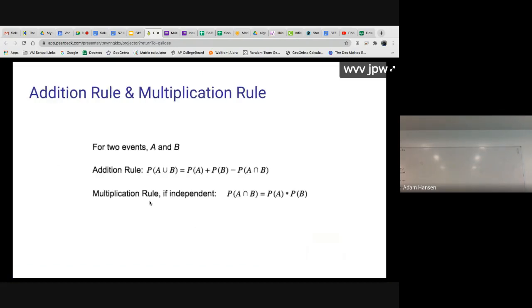Last slide. We'll look at some examples. Last slide gives me two rules of probability we're going to study here in Standard 12. These are called the addition rules and multiplication rules. Let me also explain some notation here.